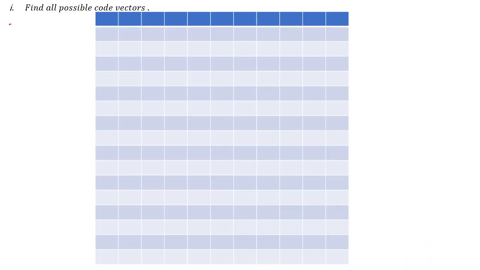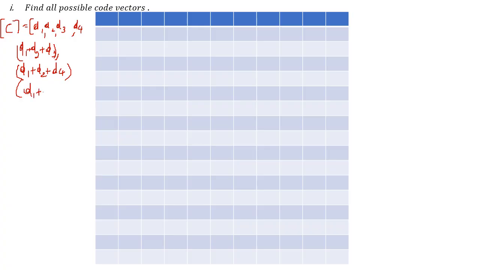We know that as per the previous equation, C is given as D1, D2, D3, D4. So the initial 4 bits are the same as the message bits. Next for C5, the 5th bit, you are going to get it as D1 plus D2 plus D3. The 6th bit is D1 plus D2 plus D4, and the last 7th bit will be equal to D1 plus D3 plus D4.